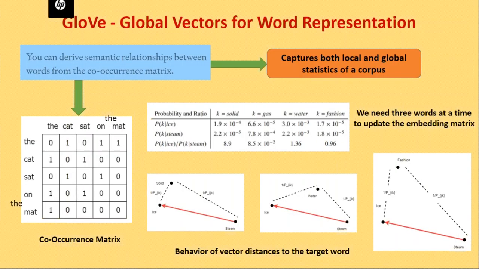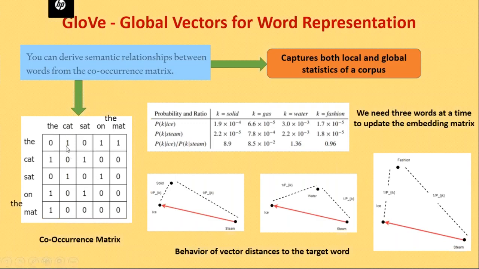So the next progression in NLP after word2vec was Global Vectors for word representation. The thing that was lacking in word2vec was that we were not considering the global semantics. So in GloVe, we are considering both local as well as global semantics. We can derive the semantic relationships between words from the co-occurrence matrix. We can get GloVe word representations in 50 dimensions, 100 dimensions, 200 dimensions, and also 300 dimensions.